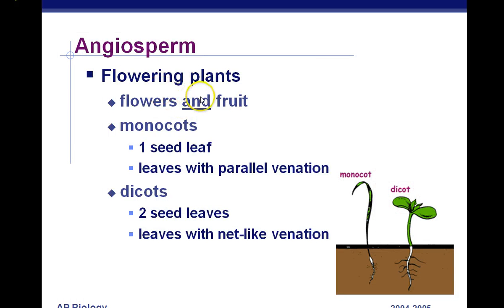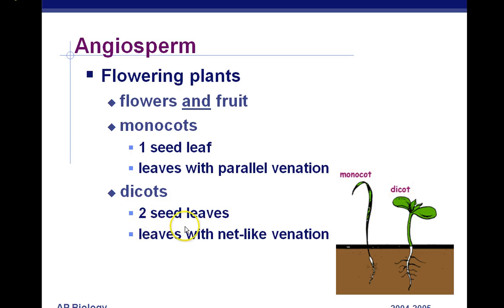Angiosperms are flowering plants. They produce flowers and fruit. There's two types of angiosperms, monocots and dicots. Monocots have one seed leaf. Here we have monocot, example would be grass, and they have parallel venation. Think of an ear of corn. Corn is a good example of a monocot. If you ever see the leaves on corn, they're all parallel, and then the leaves themselves, there's only one of them when the corn sprouts.